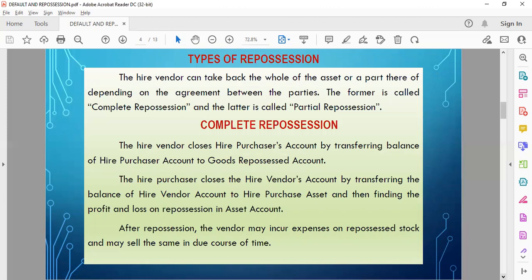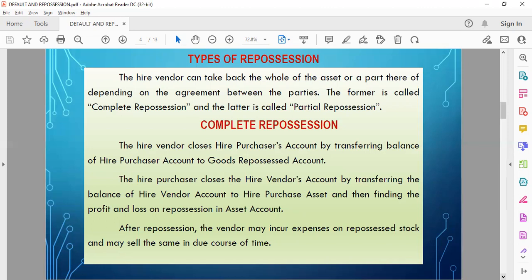The hire vendor can take back the whole of the asset or a part thereof, depending on the agreement between the parties. The former is called complete repossession and the latter is called partial repossession. First, we can see what we mean by complete repossession.